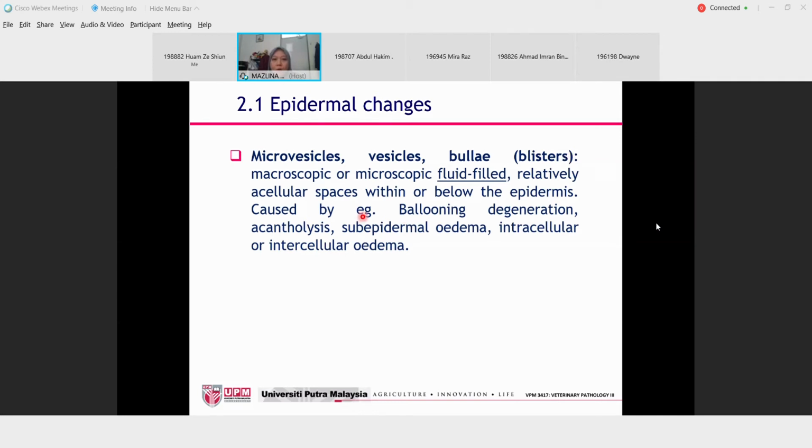So these are macroscopic or microscopic fluid filled, relatively acellular spaces within or below the epidermis. So this should be differentiated from a pustule. Pustule means there is pus. This one is clear fluid, so no cells inside the fluid. These changes can be due to ballooning degeneration, acantholysis, subepidermal edema, intracellular or intercellular edema.